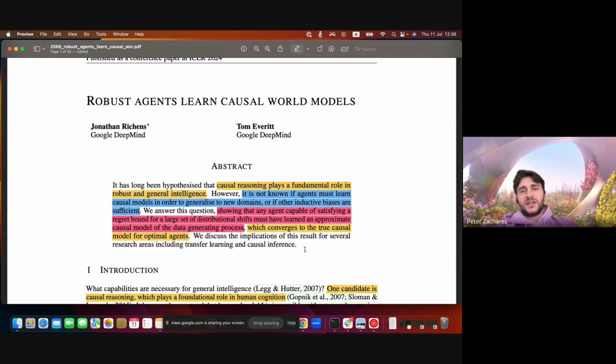My goal for this presentation is that I'm not actually going to go through any of the proofs. All I'm going to do is try to give enough background on decision making and causal learning to explain the theories that they've proved, because it's those results that are more meaningful. So let's jump into it. There are two concepts here. One is robust agents, and the other is causal world models.